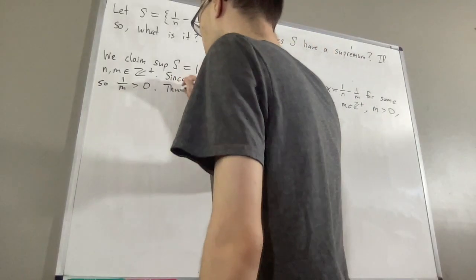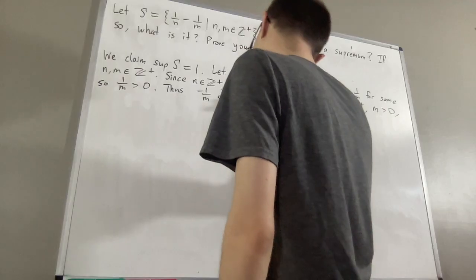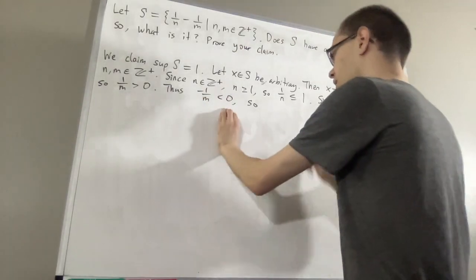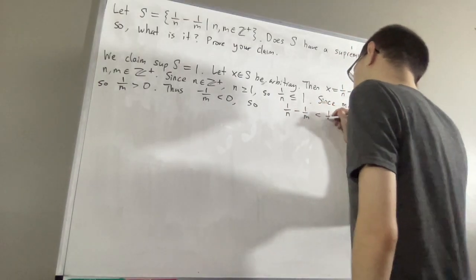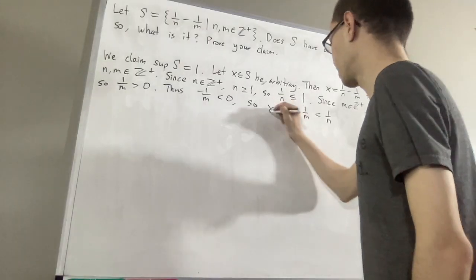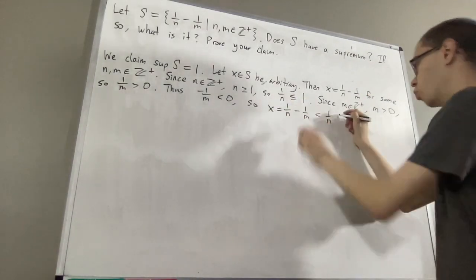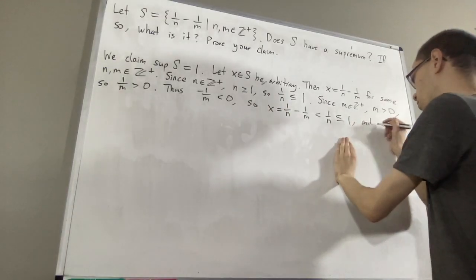Thus, when we negate both sides, negative 1 over m is less than 0. So when we add 1 over n on both sides, we get 1 over n minus 1 over m is less than 1 over n. This is x, and 1 over n is less than or equal to 1. So this shows x is less than or equal to 1.